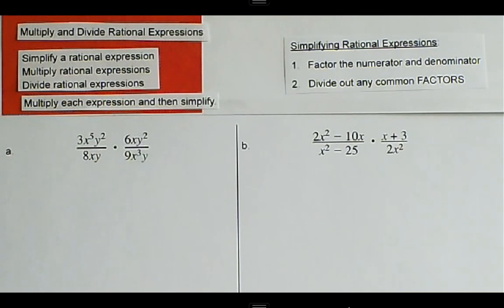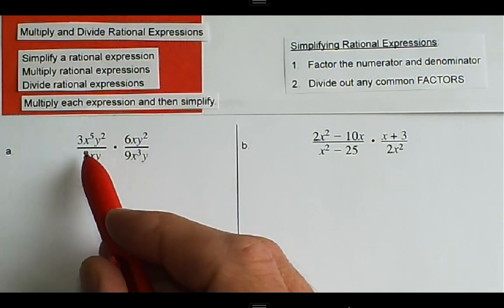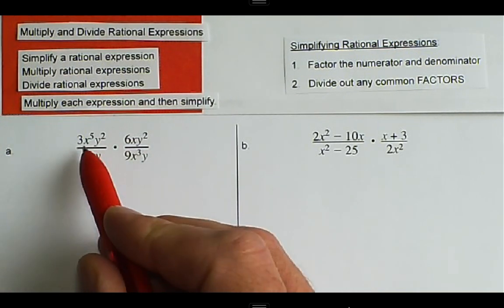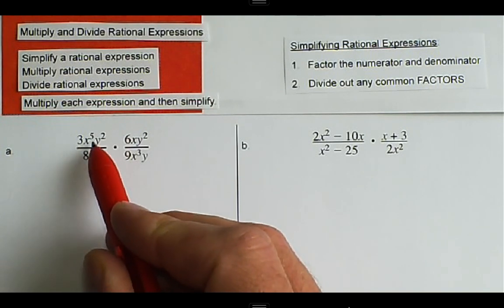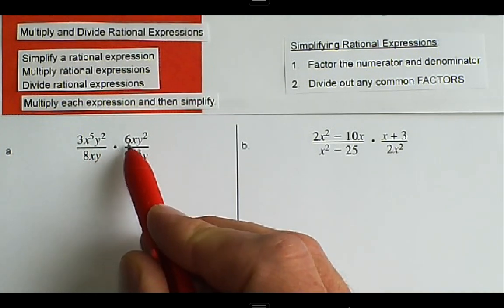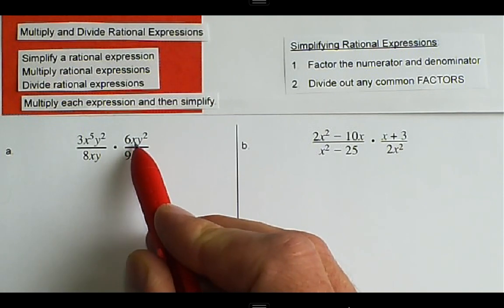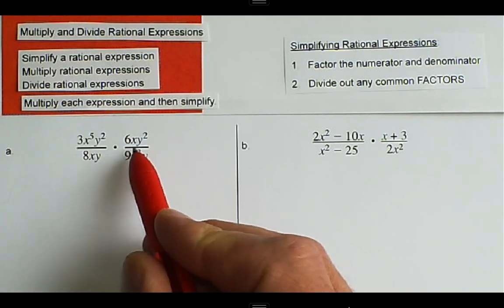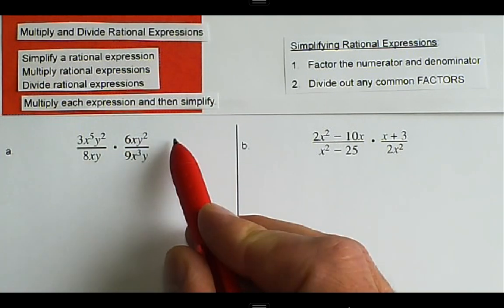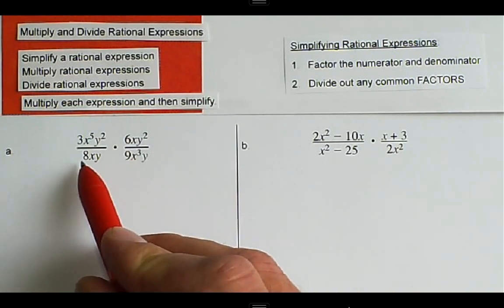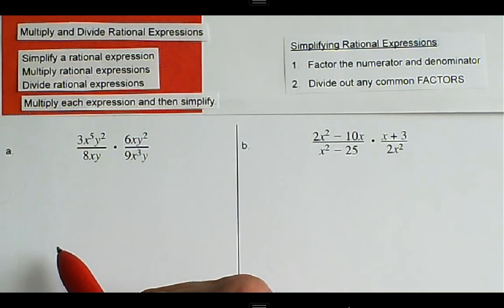We want to multiply and divide rational expressions. And here we have a couple of expressions that we're going to work with to multiply together and then simplify. So if we really look at what this means, for example, we need 3 multiplied by x to the 5th multiplied by y squared multiplied by 6 multiplied by x multiplied by y squared. So really, across the entire numerator is just multiplication, and across the entire denominator is also multiplication.